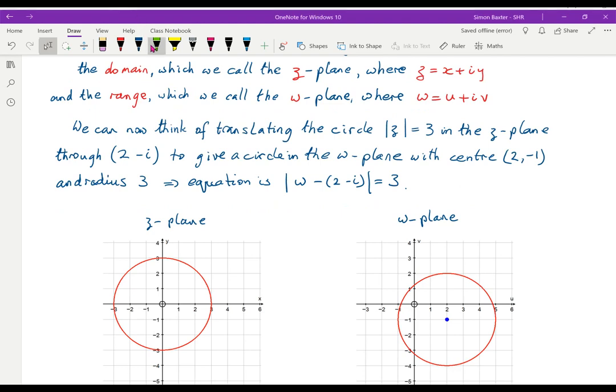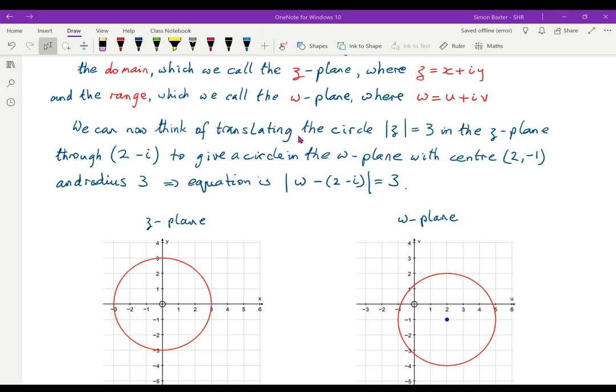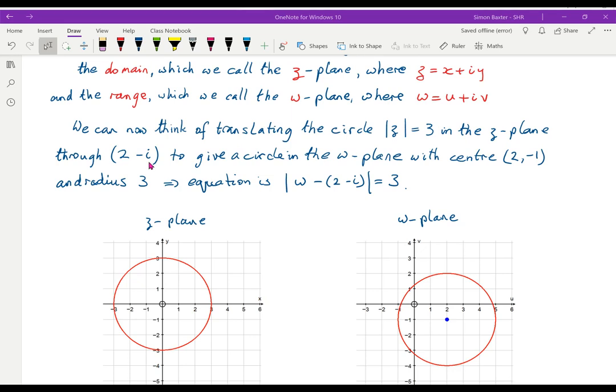We're now in a position to see what happens if we start with the circle mod z equals 3 in the z-plane, and we translate it through 2 minus i. So here's mod z equals 3 in the z-plane, a circle, centre the origin, radius 3. If I translate that by 2 minus i, the centre becomes 2 minus i. That's all that's happening, so it still has a radius of 3. So we have a circle in the w-plane with centre 2 minus i and radius 3. Its equation is quite simply mod w minus 2 minus i equals 3.